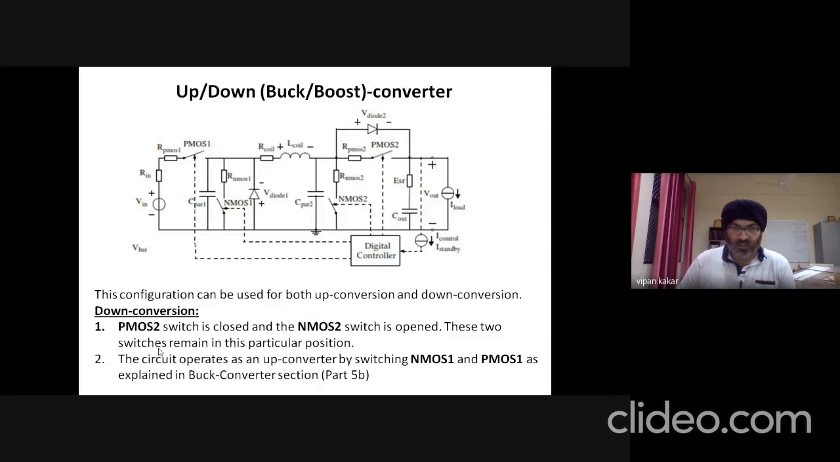So for the buck converter, PMOS 2 is fixed on, NMOS 2 is fixed off, and PMOS 1 and NMOS 1 are now operated in phases: phase 1, phase 2, phase 3, and phase 4. So if you want to find out the buck converter or down conversion configuration of this, you go to part 5b, where I have explained the operation of the buck converter in detail.